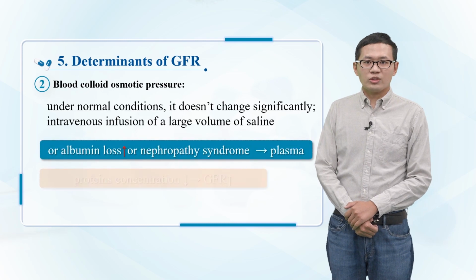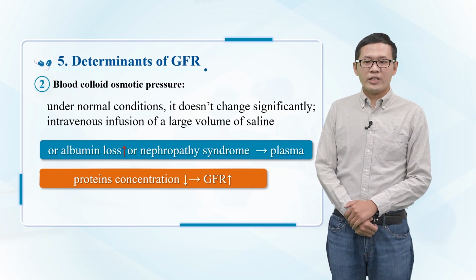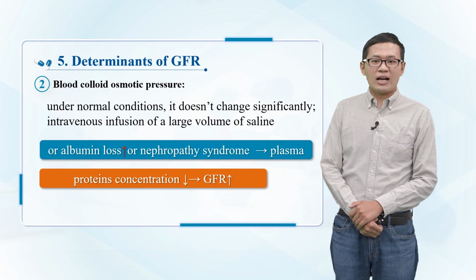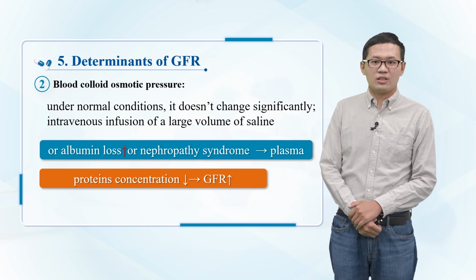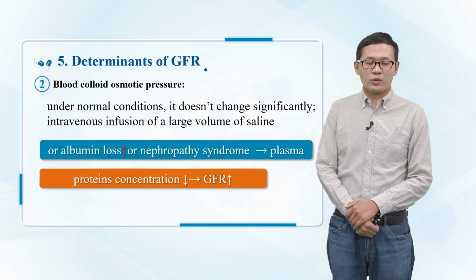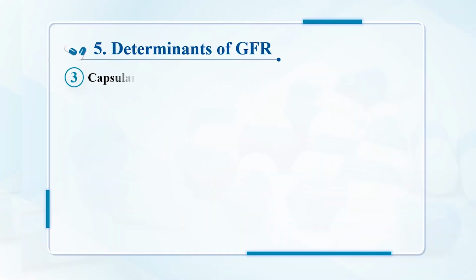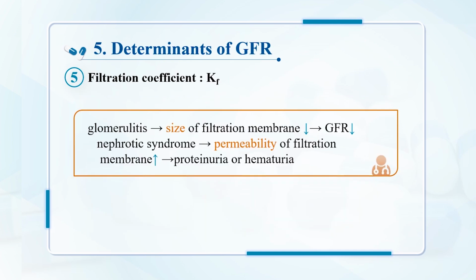Blood colloid osmotic pressure is another determinant of GFR. Under normal conditions, it doesn't change significantly. When intravenous infusion of a large volume of saline or albumin loss increases, plasma protein concentration decreases, which increases the GFR. Moreover, capsular pressure, renal blood flow, and filtration coefficient could also affect the GFR.